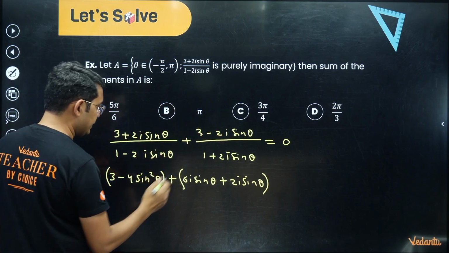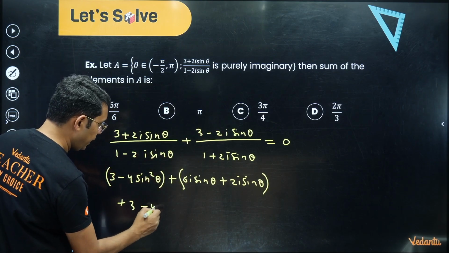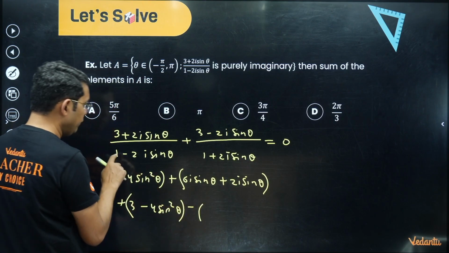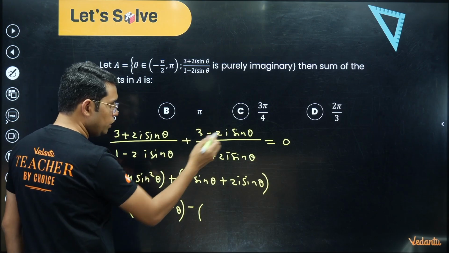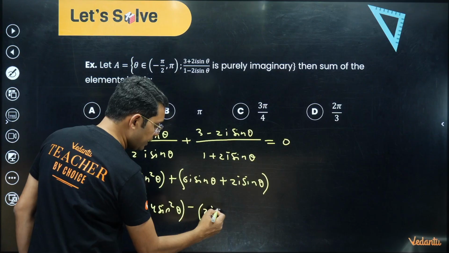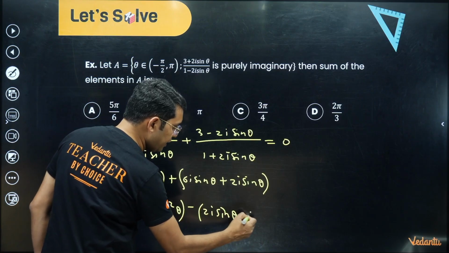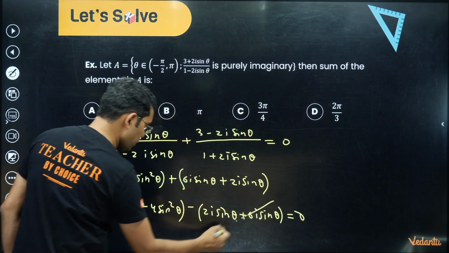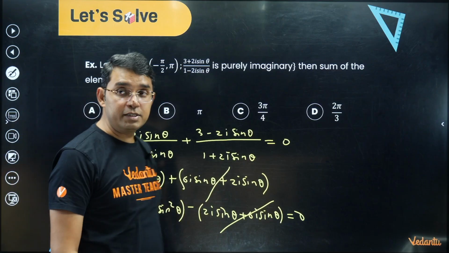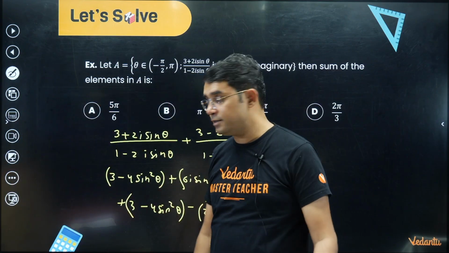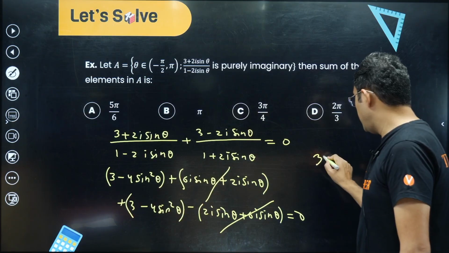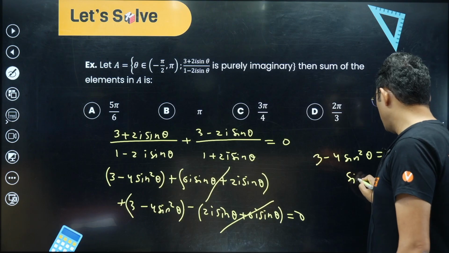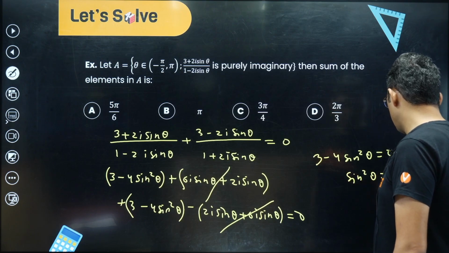Multiplying this will give you 3 minus 4 sine square theta. And you can check, when you multiply 1 with minus 2 iota sine theta, you will be getting minus 2 iota sine theta and 6 iota sine theta. So there is no need for writing these things because they have to be cancelled. So from this we are getting 3 minus 4 sine square theta is equal to 0. So sine square theta will be equal to 3 upon 4.